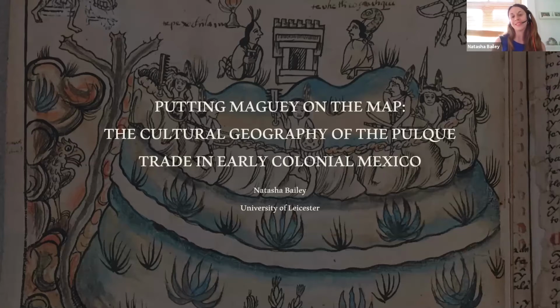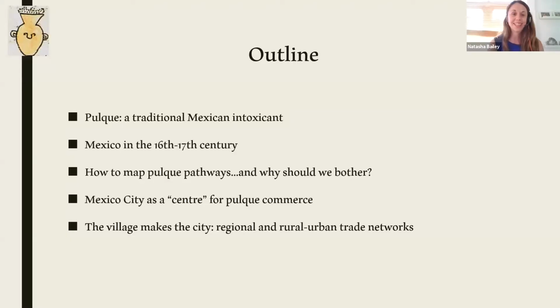My paper is going to be entitled "Putting Maguey on the Map: The Cultural Geography of the Pulque Trade in Early Colonial Mexico." This is based off a chapter from my thesis, which I'm currently finishing, which, as an overall work, looks more broadly at issues of indigenous negotiation and agency in the early colonial pulque trade. I will explain what pulque is in a minute. I know it's not a familiar term for everyone.